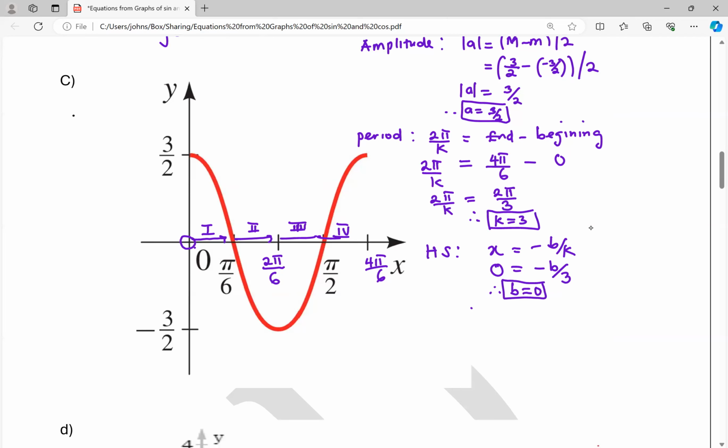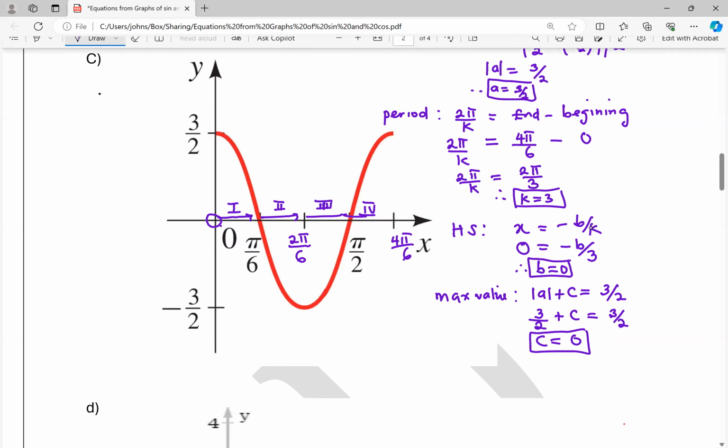Now to find c, we can use the maximum value here, which is just absolute value of a plus c equals to the maximum value is 3 over 2. So we have the maximum value of a is this is 3 over 2, which is our amplitude, plus c equals to what? 3 over 2. So c is equals to what? 0.